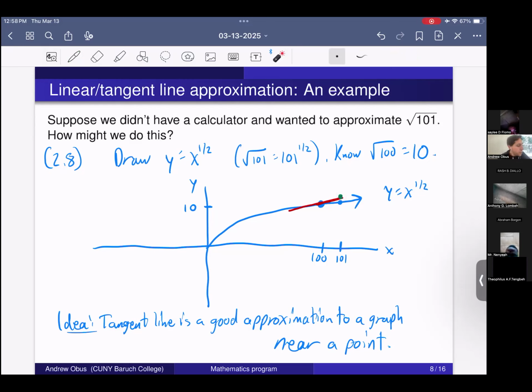So basically, to get a good approximation, what we want to do is get an equation for the tangent line. And we know how to get an equation for the tangent line, because we know that the slope is the derivative, and we know that it passes through a point that we know. We know this point (100, 10) is a point that this graph passes through.